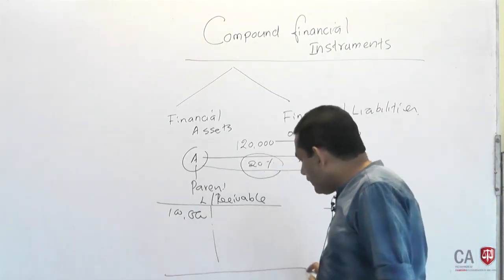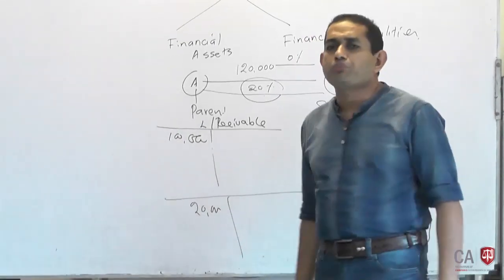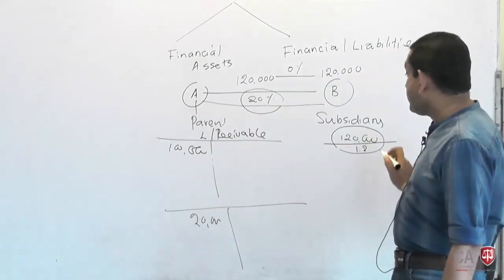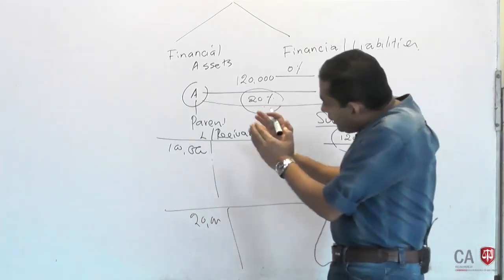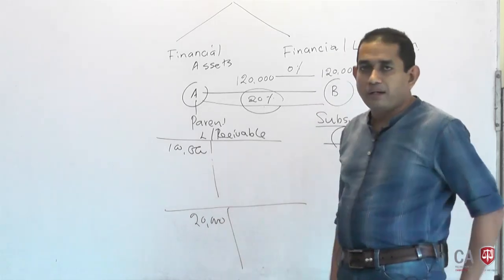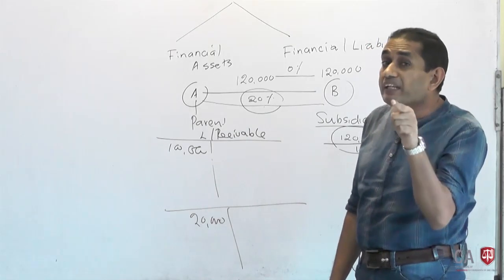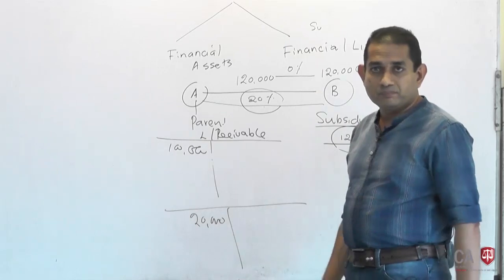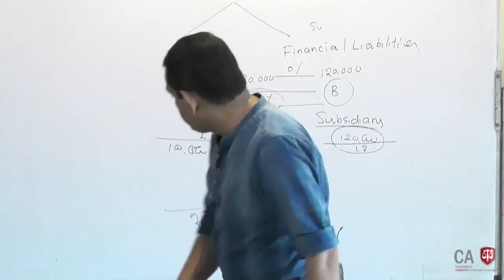And the balance 20 was given as what? The balance 20,000 has been given with A as the parent and B as the subsidiary company. So you debit loan receivable by 100, and 20 is debited where? It's not a loan, that's like an investment made by the parent in the subsidiary company. See how logical it is. Let me take the other way.